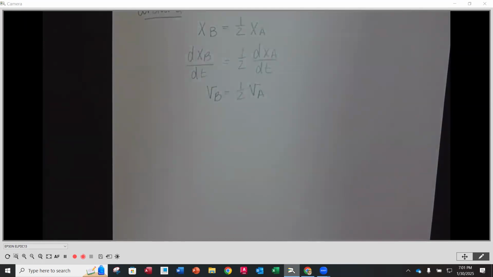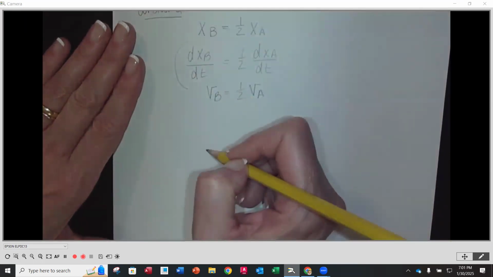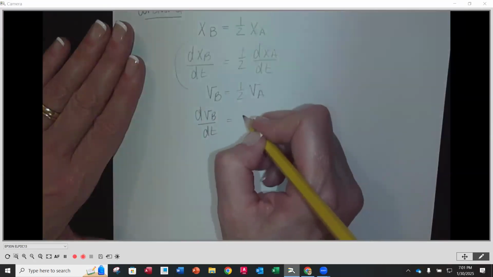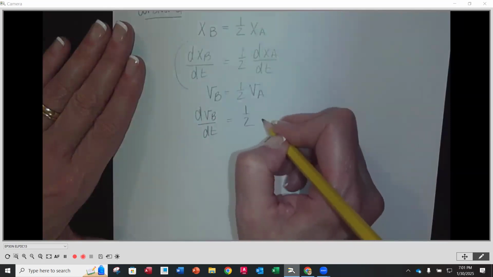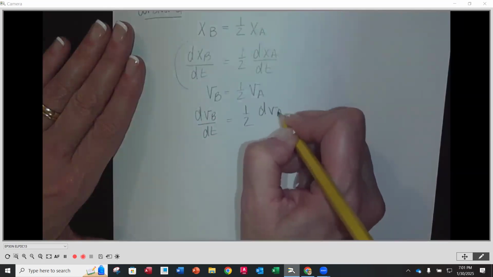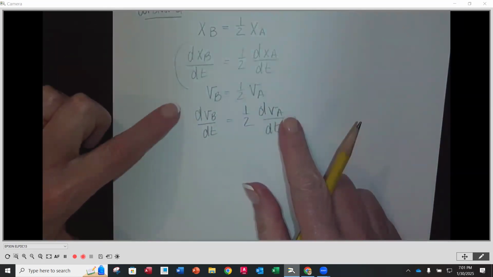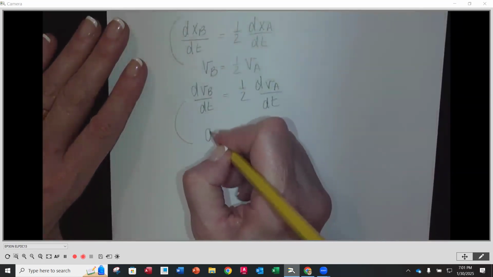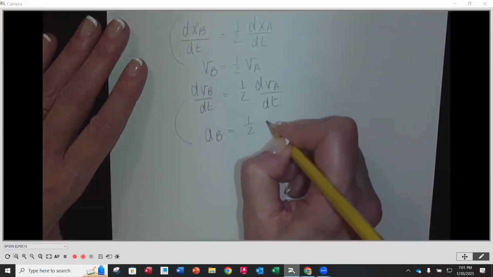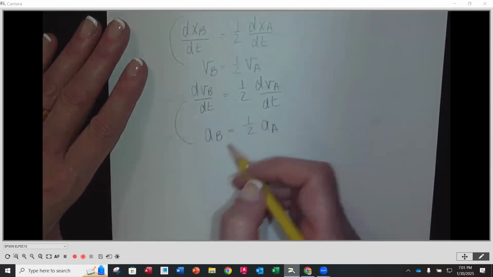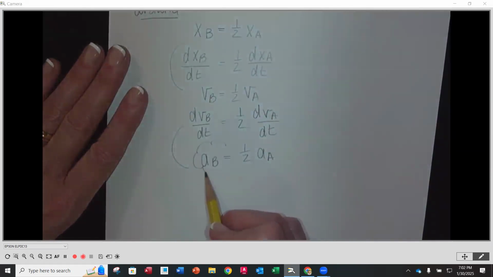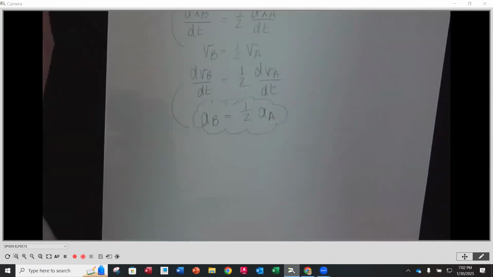And we can do that one more time. So this is one derivative, and we're going to do it another time. So we can say dvB over dt is equal to 1/2 dvA over dt. And if we take velocity divided by time, what do we get? We get acceleration. So the acceleration of B is equal to 1/2 the acceleration of A. So we did two derivatives to get to the acceleration equation. Everybody see and understand that? Makes sense?